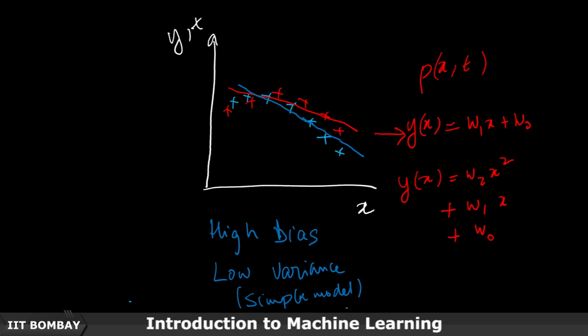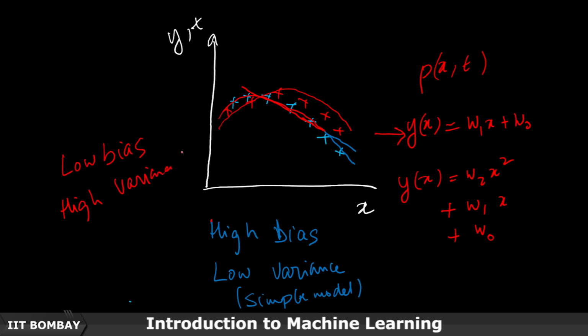On the other hand, if I use the second model, which is the parabola model, then what I can do is, let me get rid of this line, then I might be able to come very close to the blue points, and it's possible that for the red points I will be able to come very close to the red points, much closer to the red points. So in that case, what I will have is low bias, but high variance. So this is for a complex model.